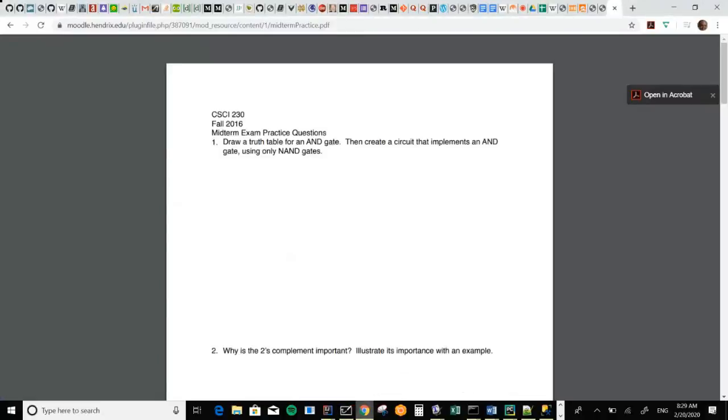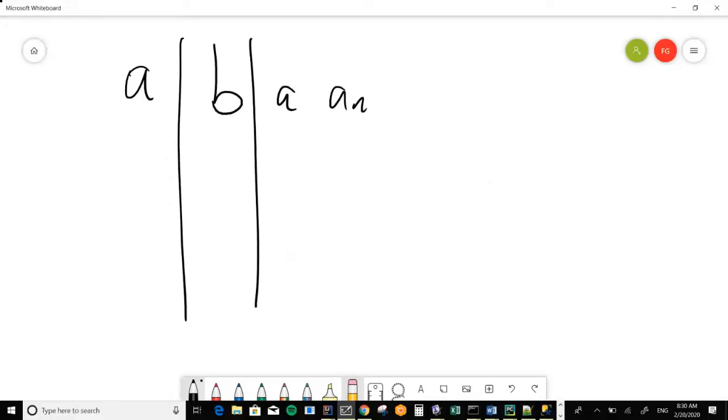Okay, so question 1, draw a truth table for an AND gate, then create a circuit that implements an AND gate using only NAND gates. So, does anybody want to guide me in constructing the truth table for AND? Volunteer. So a truth table, you just say A and B. So A, B, and AND. Now help me fill it in.